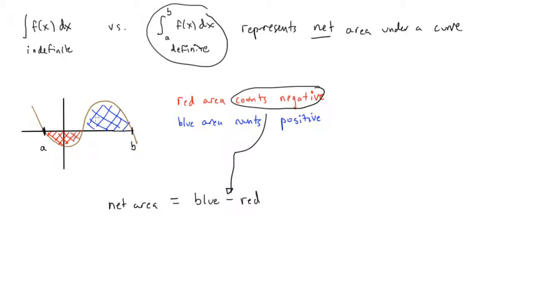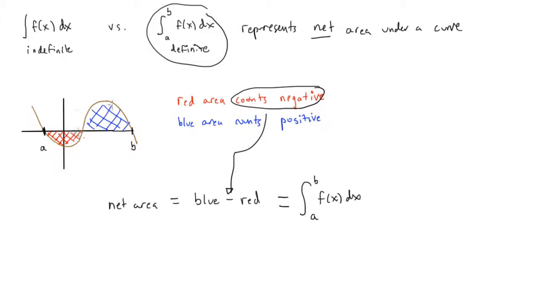So for example, if the red stuff and the blue stuff exactly are the same, then when you do the subtraction, they would cancel each other out, and so there would be no net area, even though there clearly is area in a geometric sense. Okay, and so this idea here is what we mean when we say this symbol.